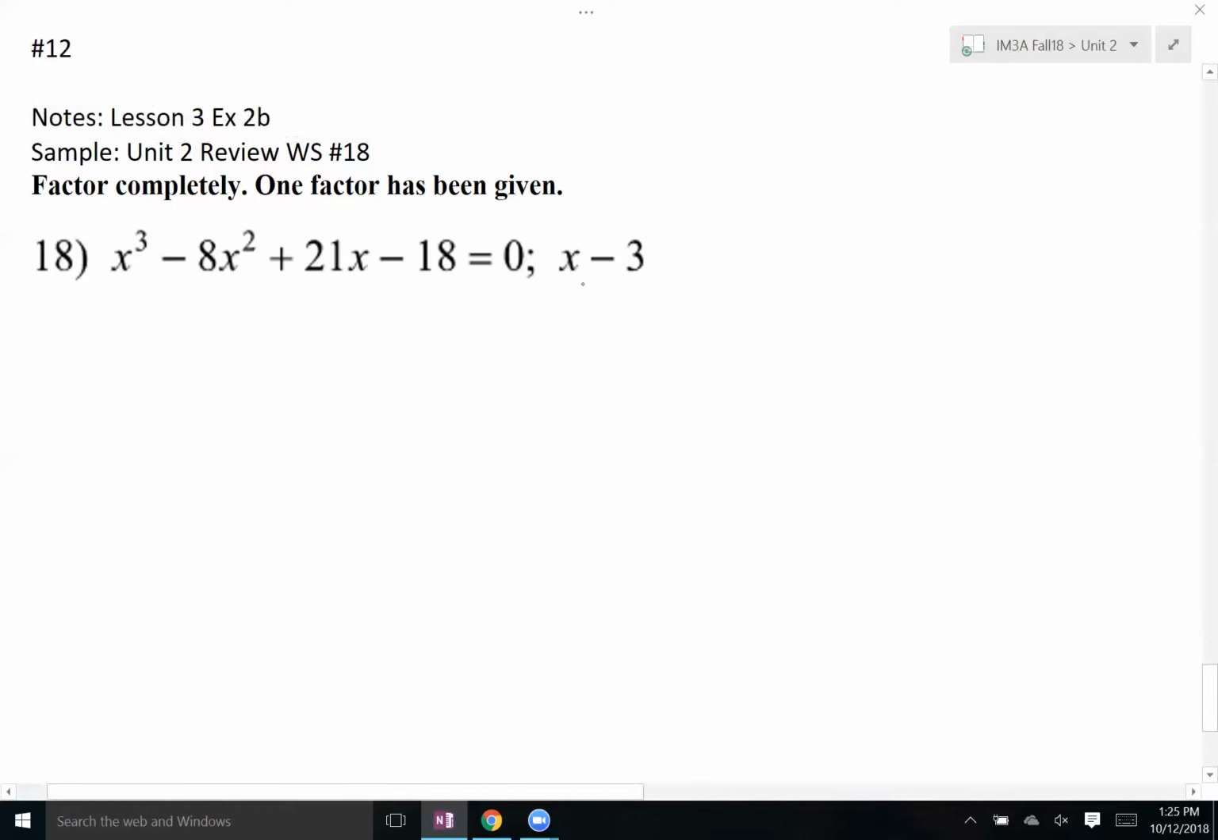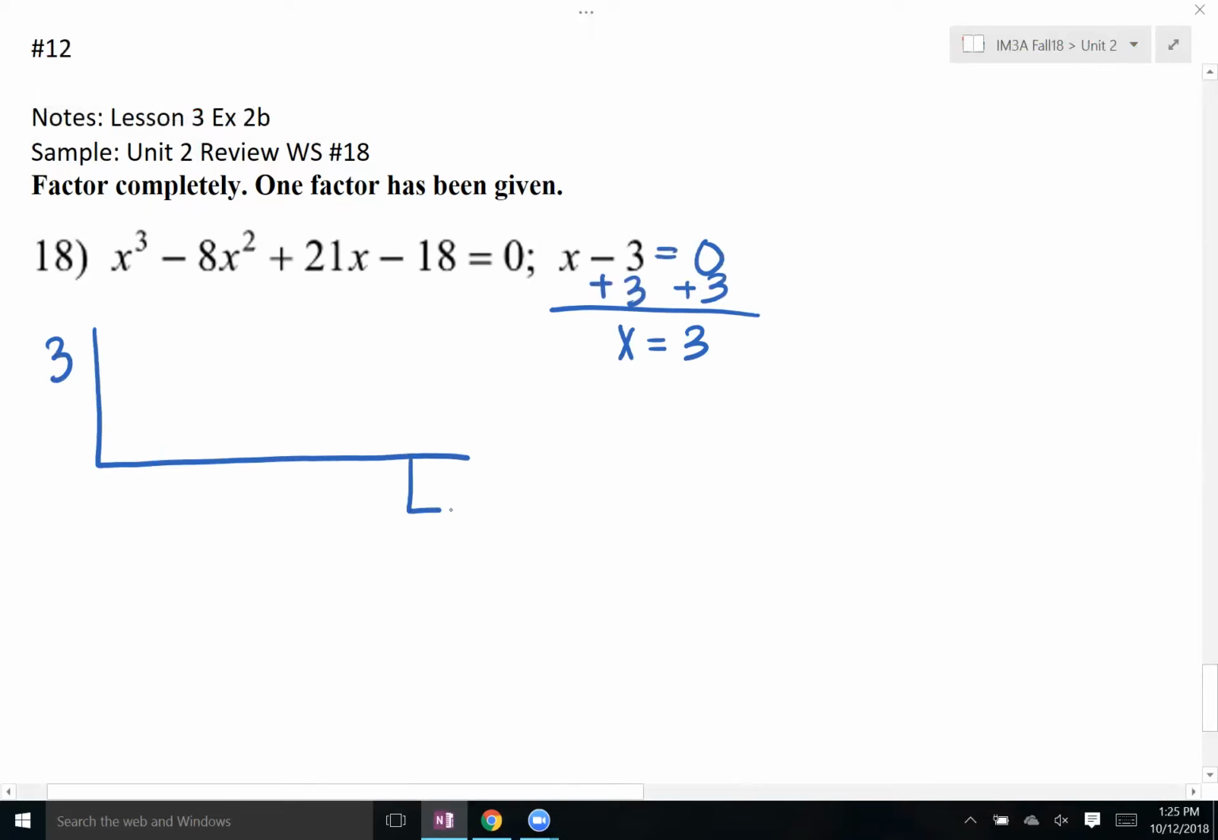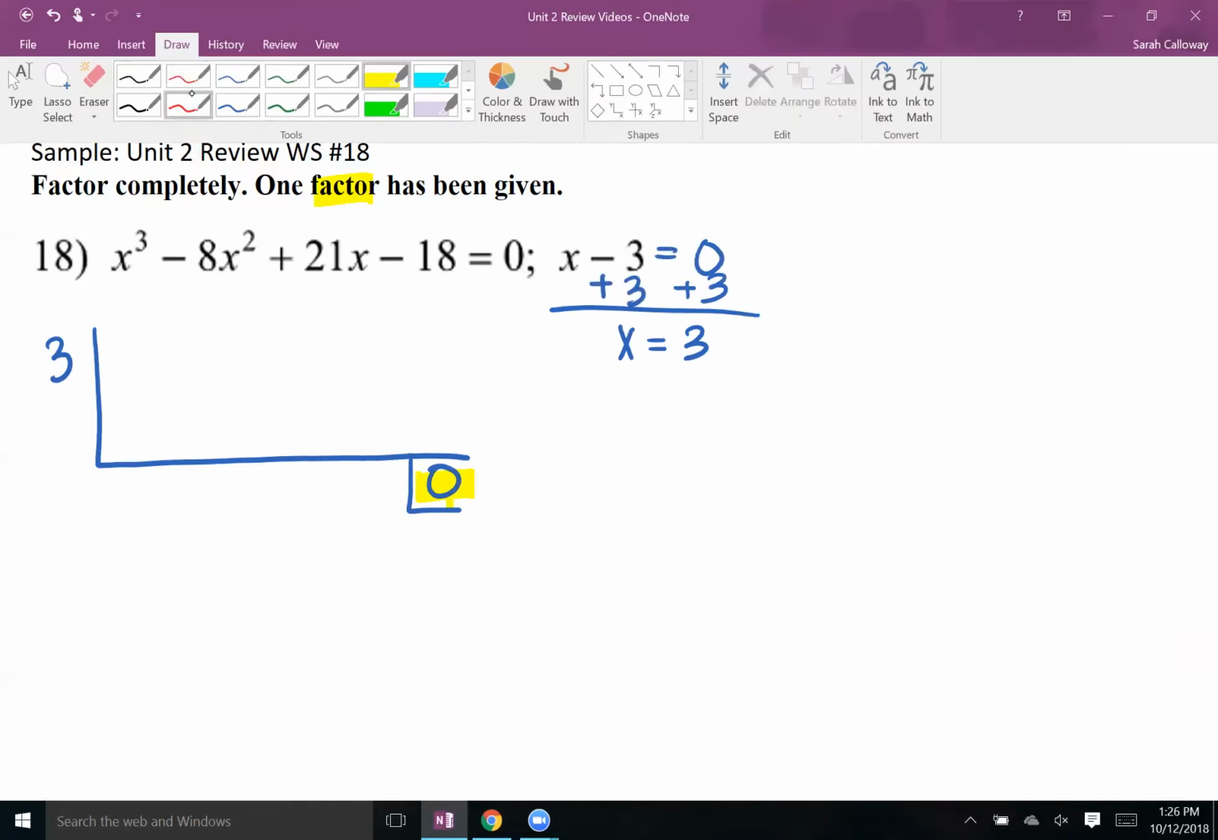So what I'm going to use here is synthetic division. When they give us a factor, remember that our first step is to find its 0. So we're going to find the 0 of x minus 3 by setting it equal to 0 and solving. That tells us that we're going to put a 3 outside when we're doing synthetic division. Because it's a factor, it also tells us that the remainder has to be 0. If it's not 0, we made a mistake.